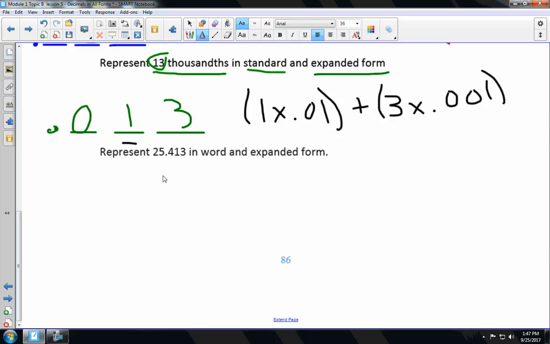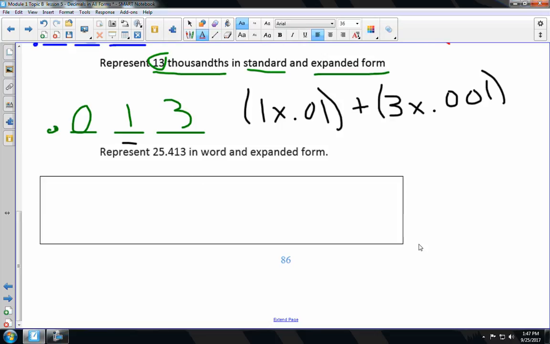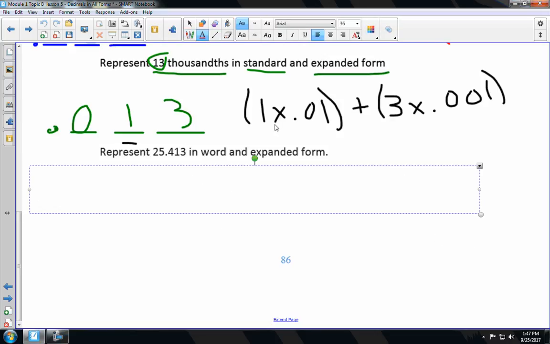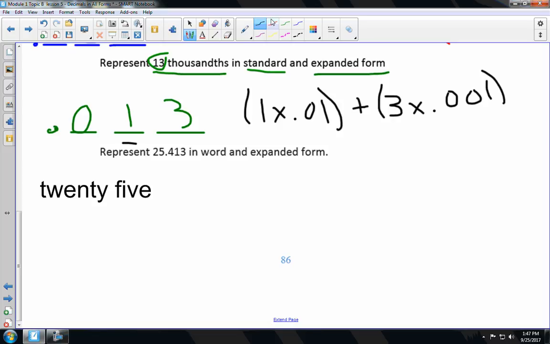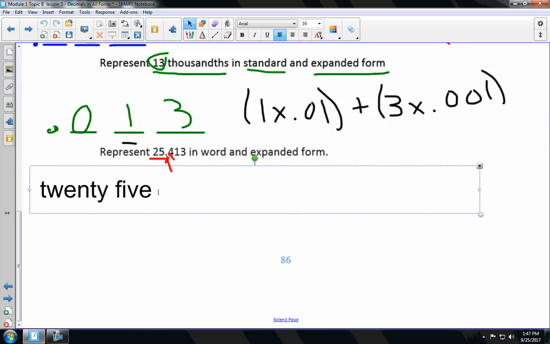Last, we have that we're going to write in word form, so this one I'm going to type up. So first we look at what's to the left of the decimal, and to the left of the decimal is 25. So that's right here is 25. Then we have a decimal. So the decimal tells me that I need to use the word and. So now I type the word and.